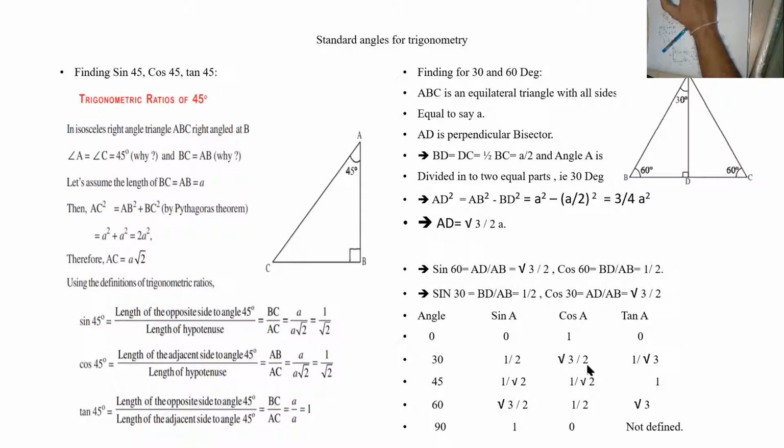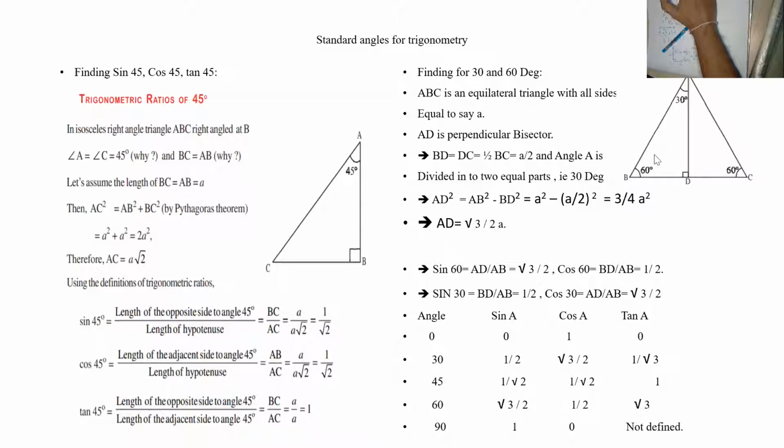So like that, when we say 0, sine 0 is 0, we have seen earlier. Cos 0 is 1. Cos 0 means what? Hypotenuse becomes the adjacent side. Adjacent side by adjacent side, that is 1. So tan A is sin A by cos A, that is 0 by anything, which is 0.